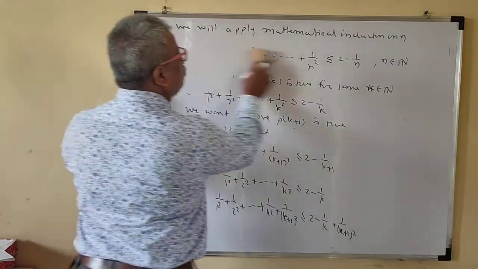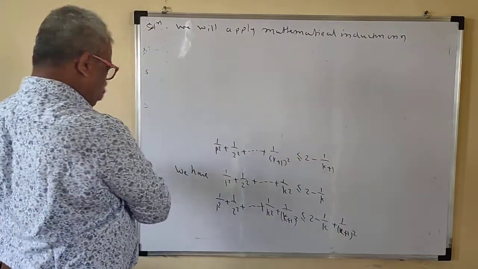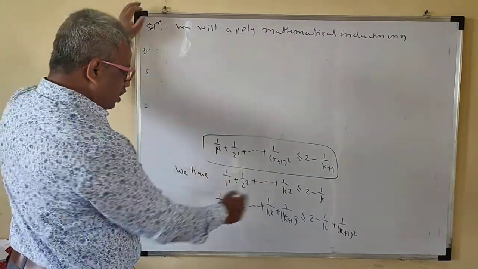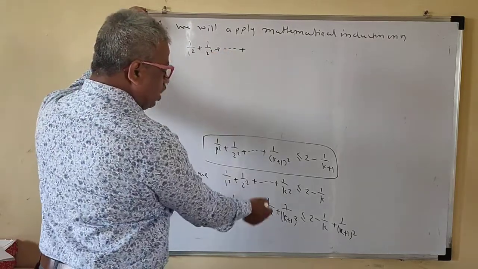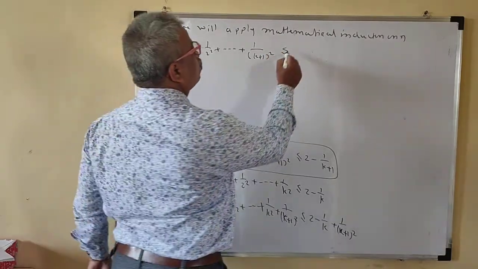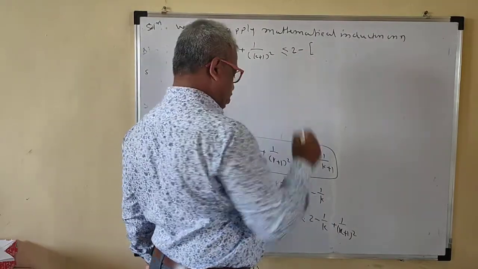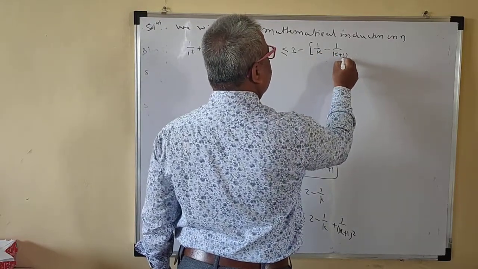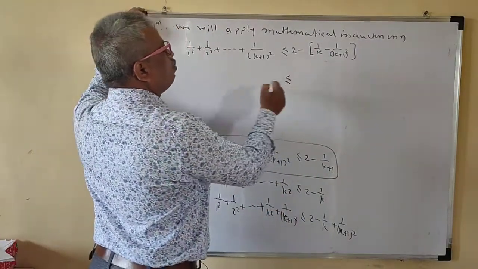So this we have to prove. We'll keep this as it is, and now we'll simplify. 1/1² + 1/2² + ... and now no need to write 1/k² separately; we'll directly write 1/(k+1)² ≤ 2. I'll take the minus sign common, so 2 − [1/k − 1/(k+1)²]. We have to write all those things.